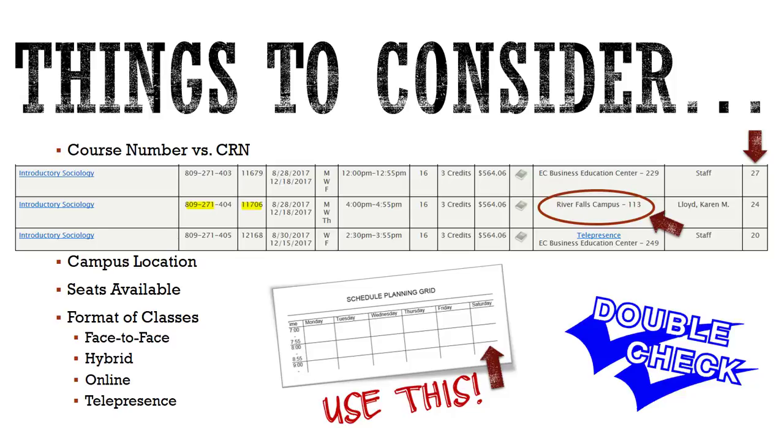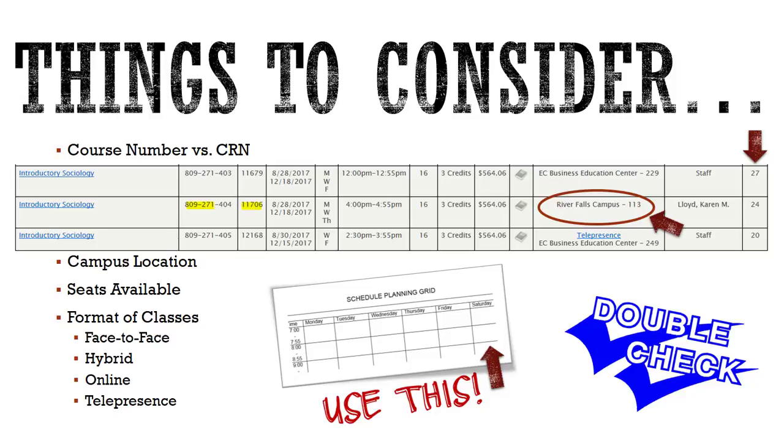Look to the far end of the image. Do you see where it lists the campus the course takes place on? This particular course takes place in River Falls. SIS will not stop you from registering for courses on different campuses, so please make sure to check which campus the class takes place on when registering.